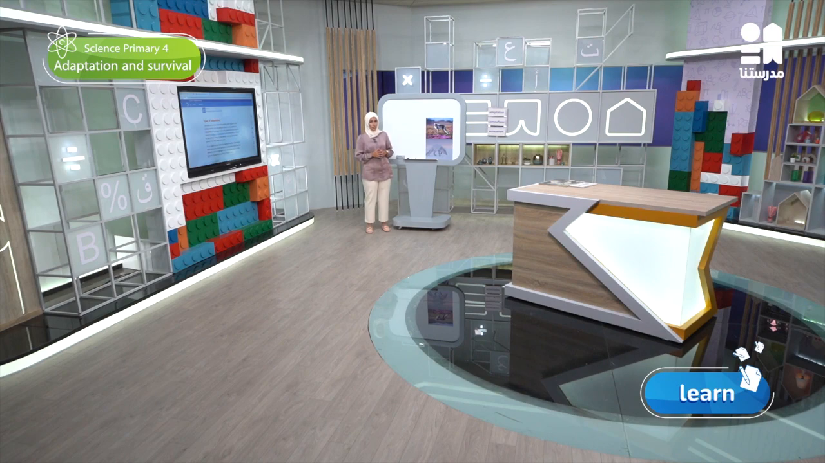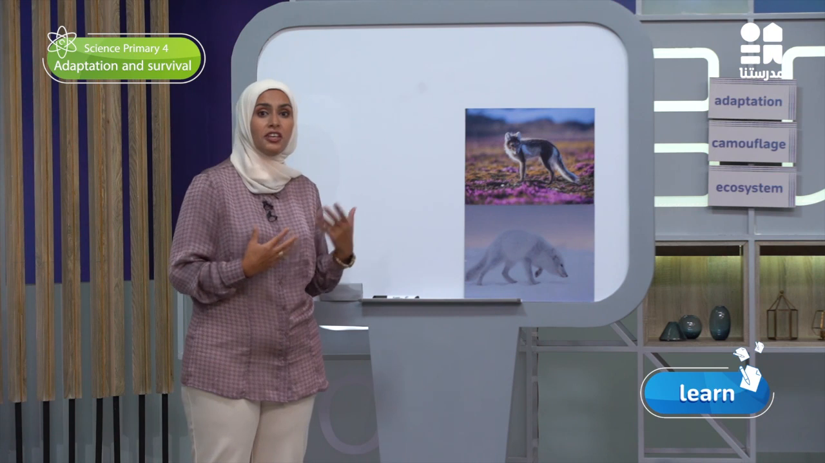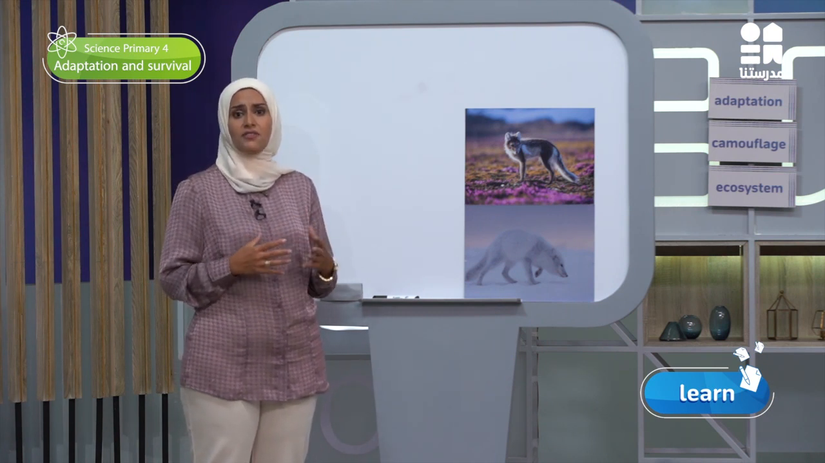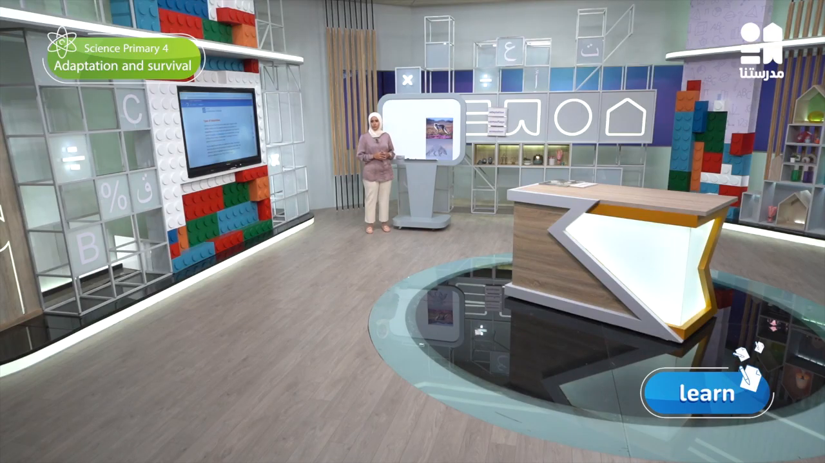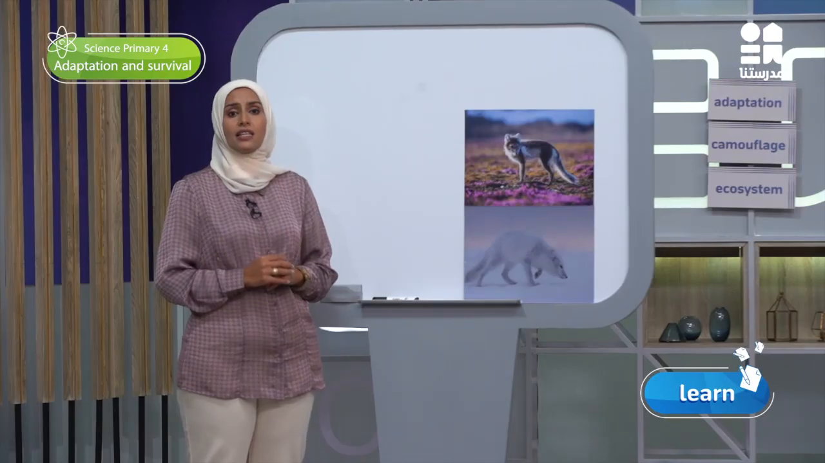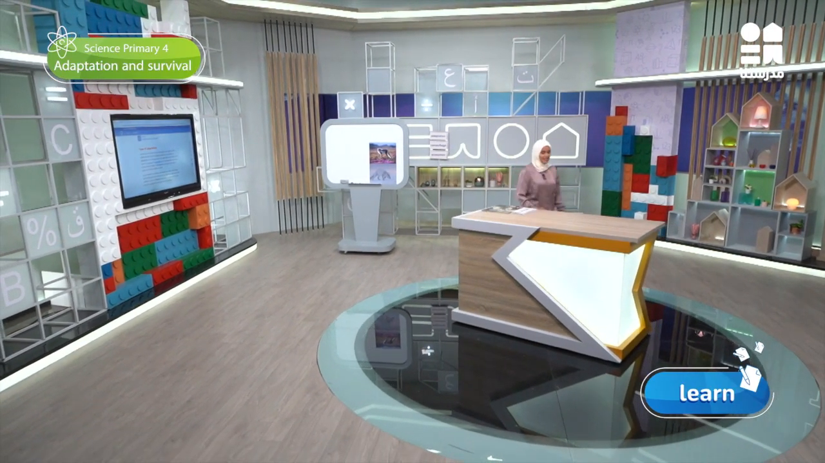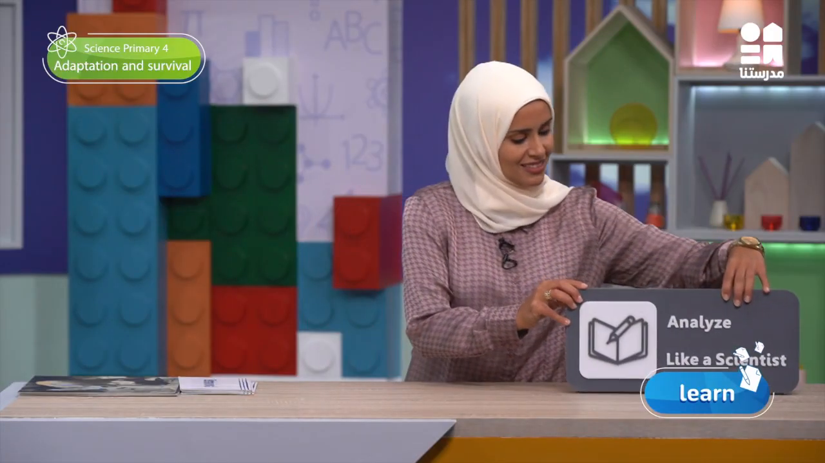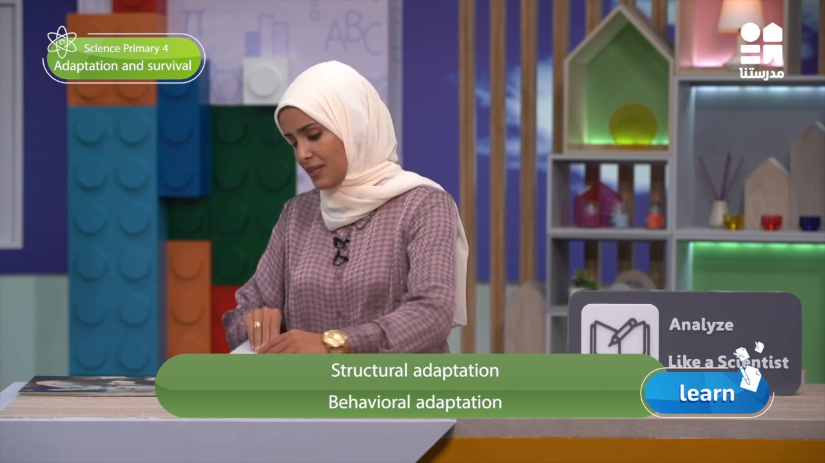But are these adaptations part of the animal's body structure, which means a physical feature, or does the animal sometimes behave in a specific way in different situations to be able to survive? To answer this question, we will learn more in this activity, Analyze Like a Scientist. In this activity, we will learn two main types of adaptation: structural adaptation and behavioral adaptation.